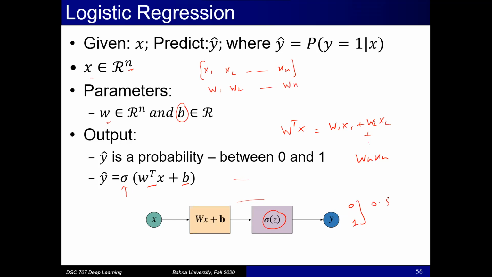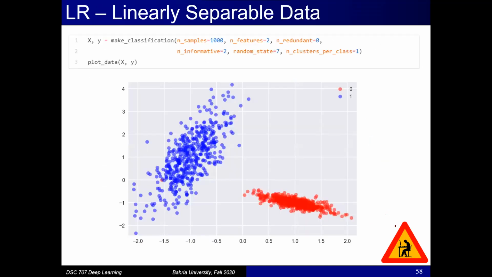Maybe it will give you a value of 0.5 or 0.7 or 0.9, and now you can treat it as a probability. For example, if it gives you 0.8, it means it is 80% sure that the image you have shown to the system actually contains a cat.